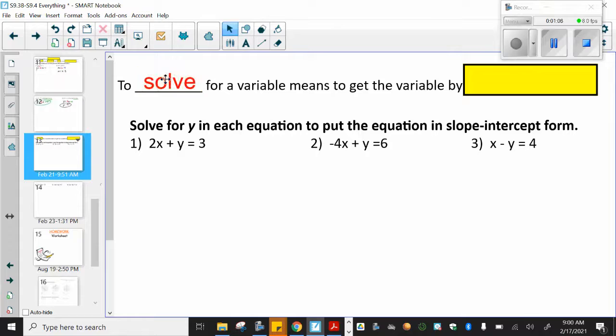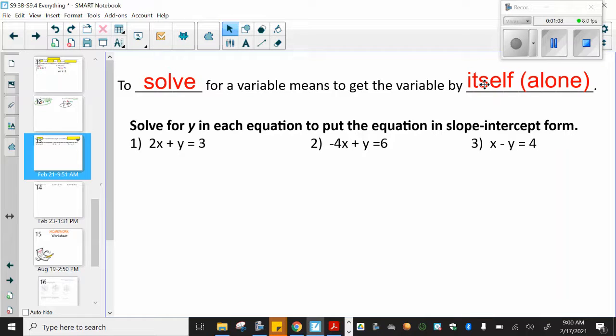So to solve for a variable, remember, means to get the variable by itself or alone. We're going to use our algebra knowledge here to put these into slope-intercept form, which is like this.